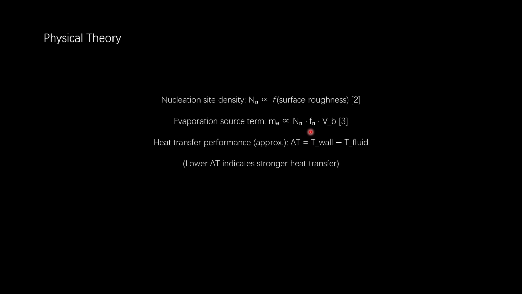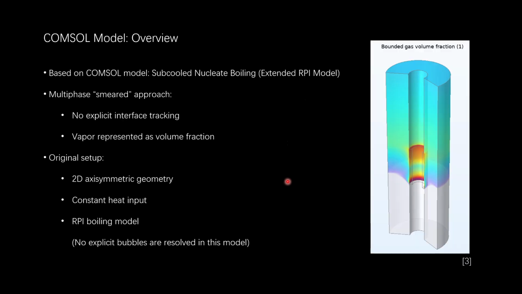The key idea is that the nucleation site density depends on the surface roughness. We can find the information in the reference. There's a paper showing this relationship. And the evaporation rate is related to the number of nucleation sites. To evaluate the heat transfer performance, we use the temperature difference between the hot surface and the fluid. A smaller temperature difference means better heat transfer.